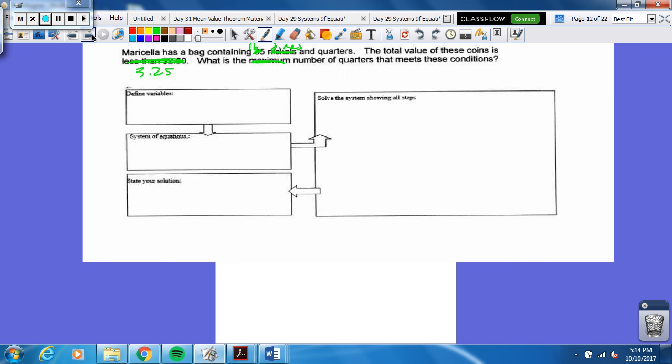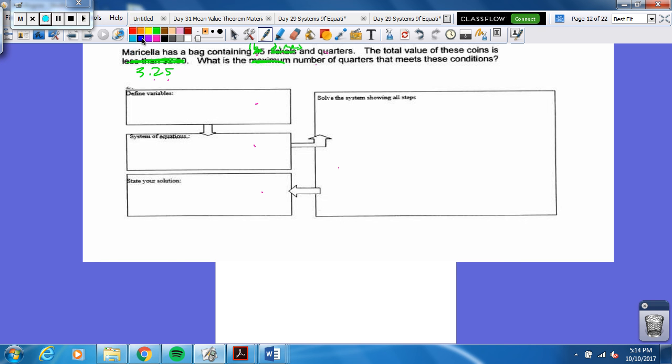So, look down on the second one. All right, I just changed a couple things, so you're going to do it on your own. See what I wrote in green? You need to fix your problem before you even start. Maricela has a bag containing 16 dimes and quarters. The total value of these coins is $3.25. What is the number of quarters that meet these conditions? So 16 dimes and quarters. Okay? 325. So change these, and then I want you to fill in all the boxes, see if you can get it right. Ready, steady, pause, go.